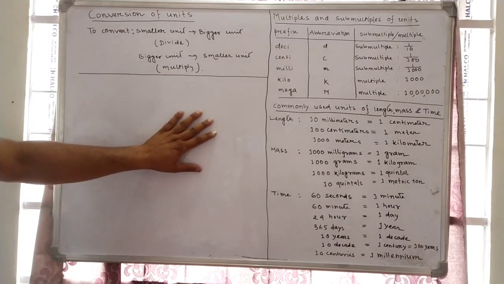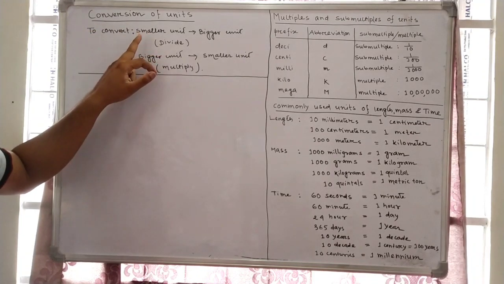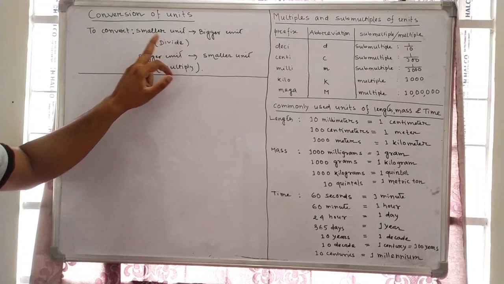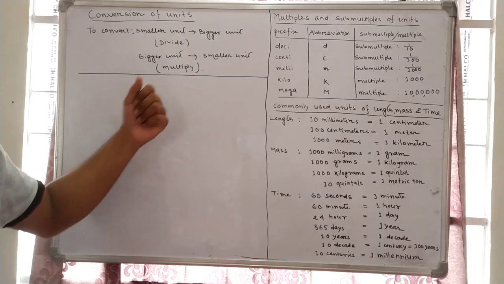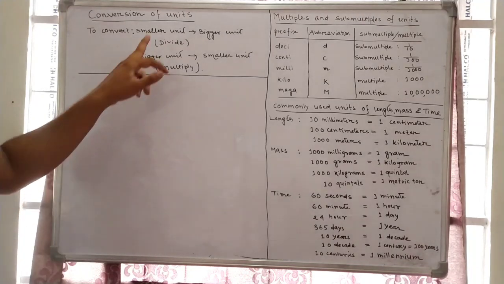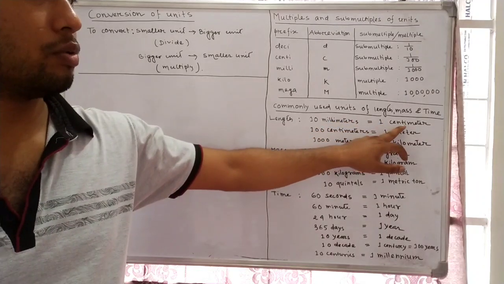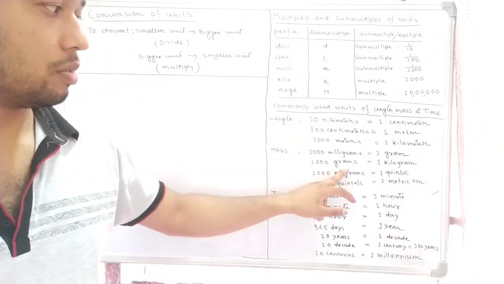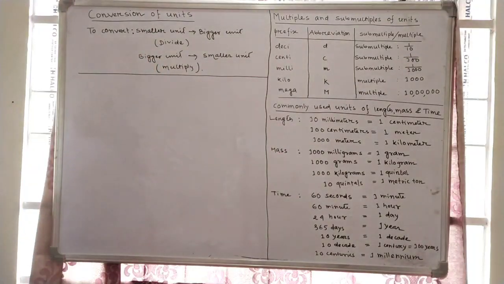To convert, always remember these two things. If we need to convert a smaller unit into a bigger unit, then we have to divide the value, and if we convert a value from a bigger unit to a smaller unit, then we have to multiply the value. Smaller and bigger unit means here millimeter is a smaller unit than centimeter. Again, here gram is a smaller unit in comparison to kilogram. So that's what I mean by smaller and bigger unit. So let's take an example.